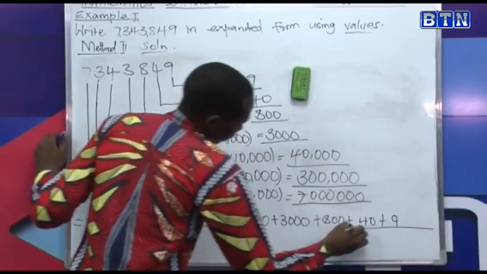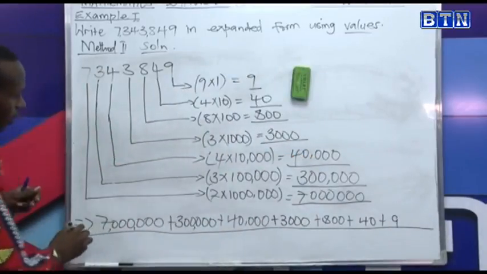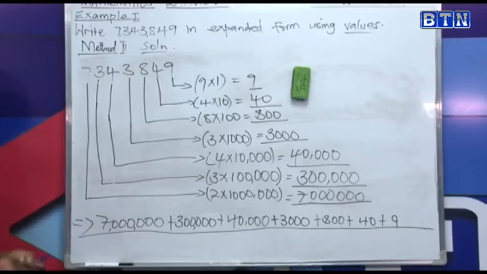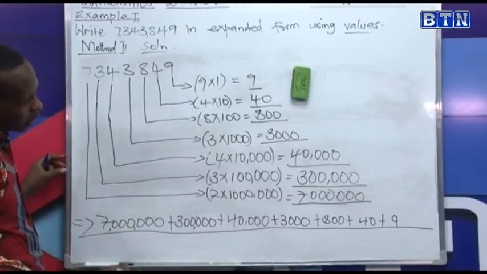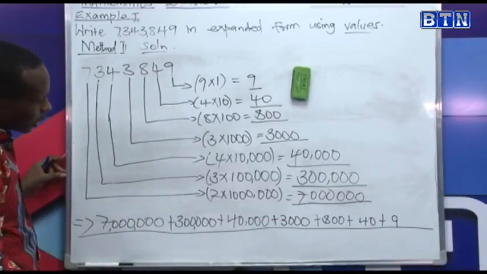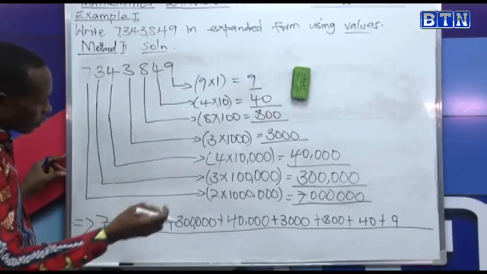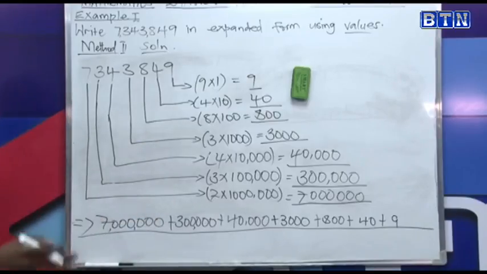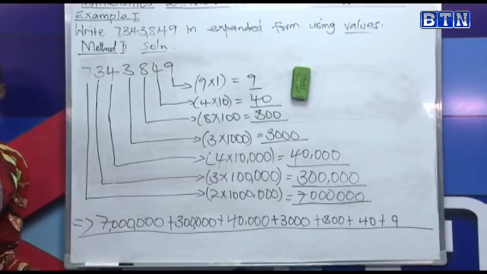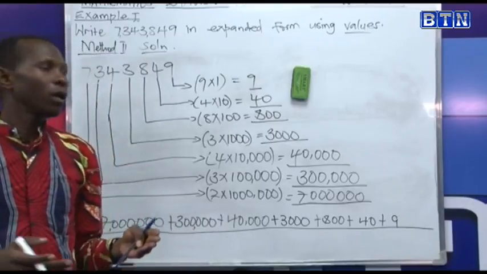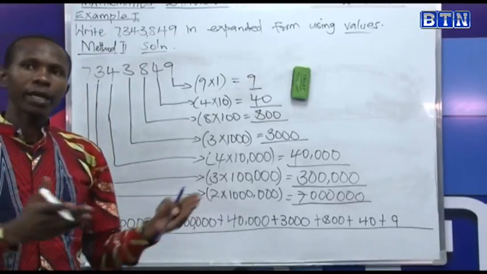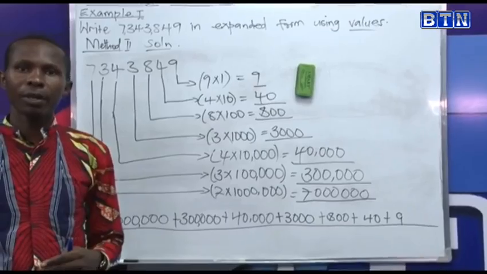Then from there I'll have to underline my answer. Somebody can write it like this. Somebody can also begin with 9, comes to 40, comes to 800, comes to 3,000, comes to 40,000, comes to 300,000, comes to 7 millions. All ways you come to the same answer. So what you are required to do is just to follow the same procedure. You either use the first method or the second method.